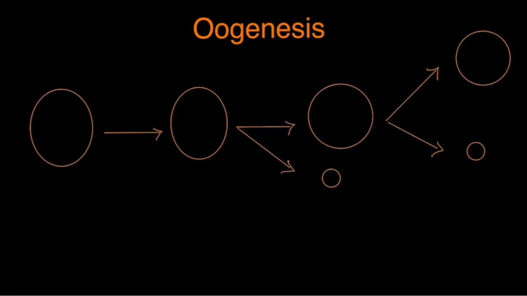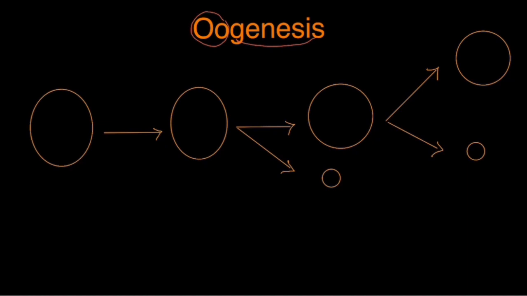Starting today, the female reproductive system, and the first topic that we are discussing in the female reproductive system is going to be oogenesis. Oogenesis means the production or the formation of the eggs. So genesis is the formation or production, and I mean by egg.